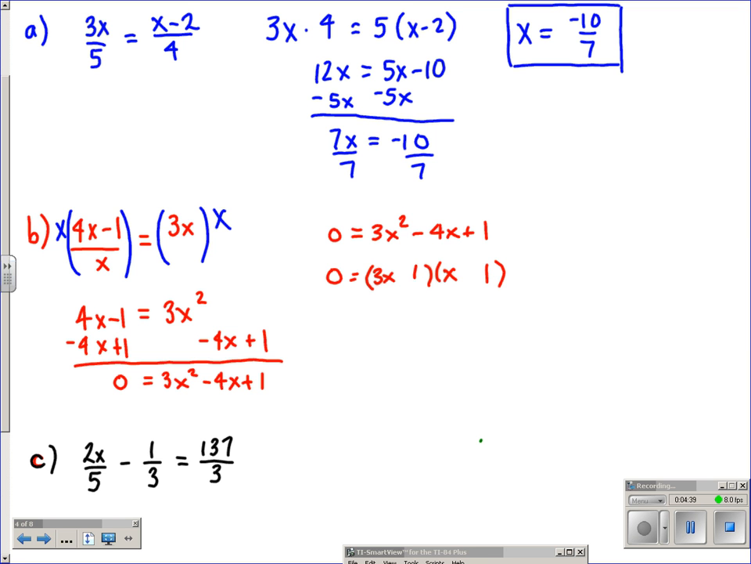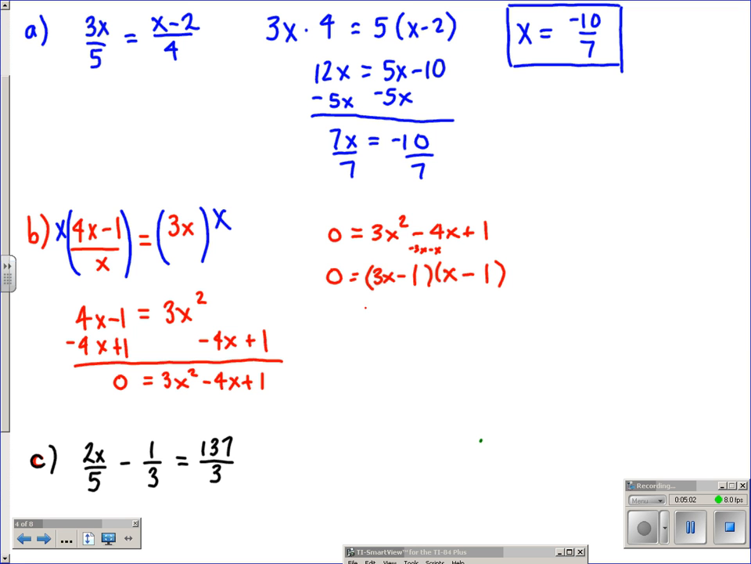Got 1 here, we got 1 here, and these should both be minus. 3x times x, 3x squared. 3x times negative 1 is negative 3x. We'll just put that in there. Negative 1 times x is negative x. So when I combine those, I get negative 4x. And negative 1 times negative 1 is positive 1. Looks like we're pretty good to go.